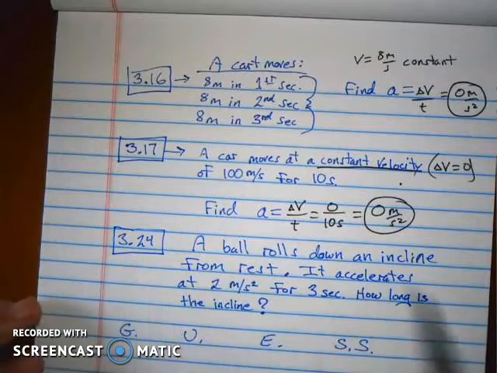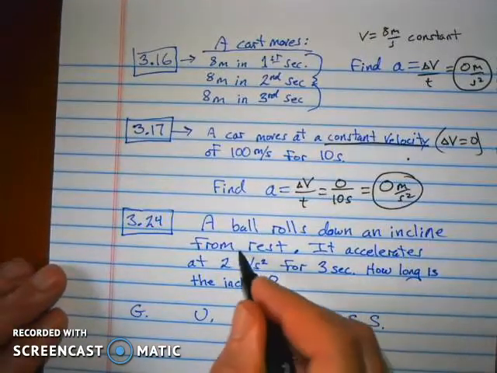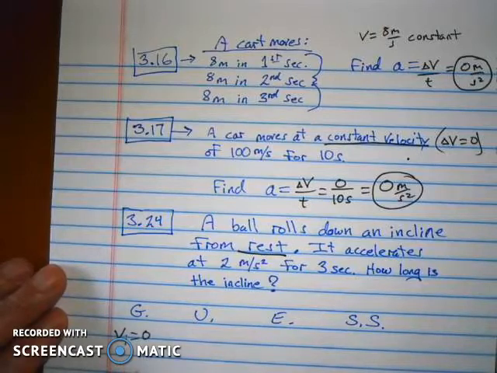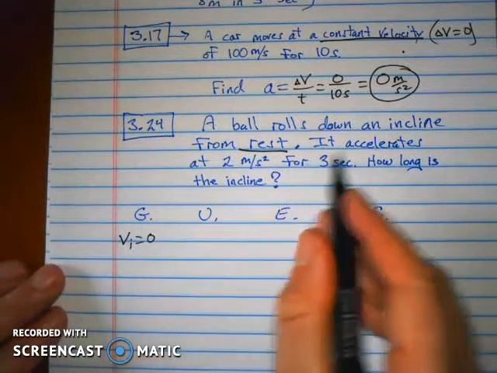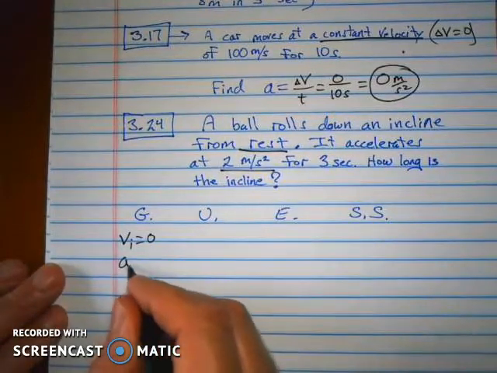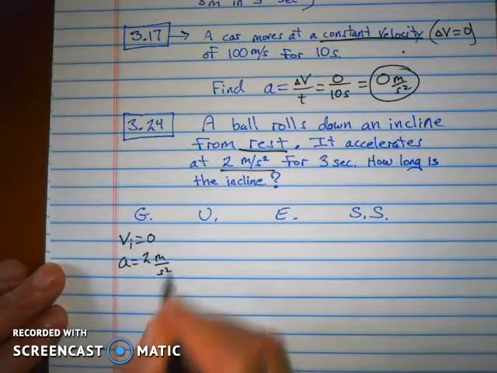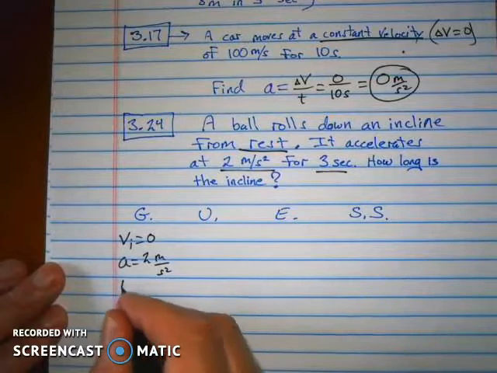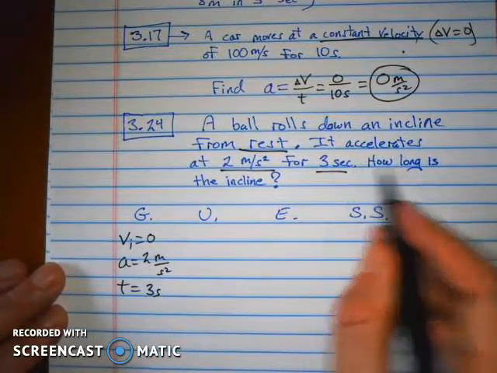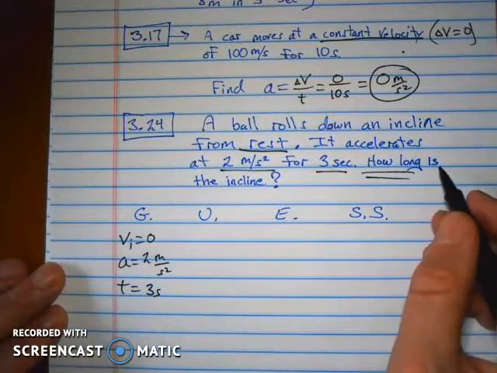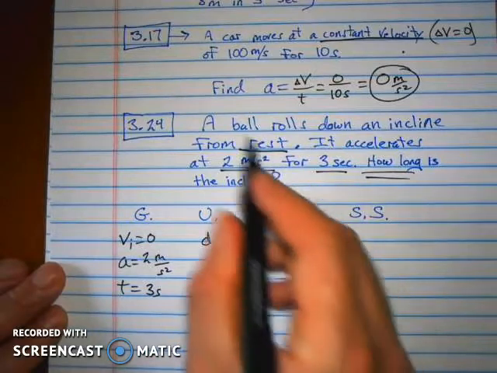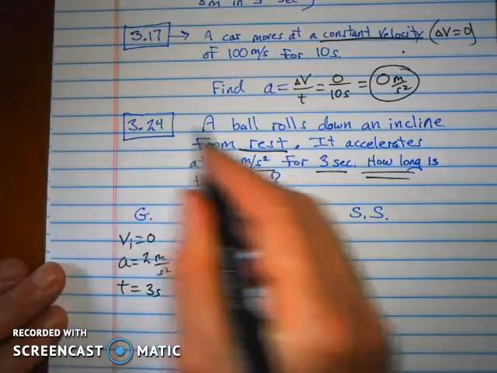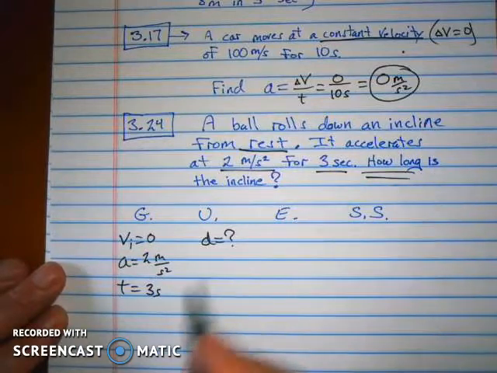Problem 3.24 is a guess method problem. It says a ball rolls down an incline from rest. That means the initial velocity is 0. So we're going to use the guess method for this problem. It accelerates at 2 meters per second squared, so you know the acceleration rate, for 3 seconds, that's the time interval. How long is the incline? So how long, that's a length or a distance measurement. So the unknown is the distance, essentially, that the ball travels down this incline, and it's asking how long is the incline. So we know VI, A, and T, but we don't know D.